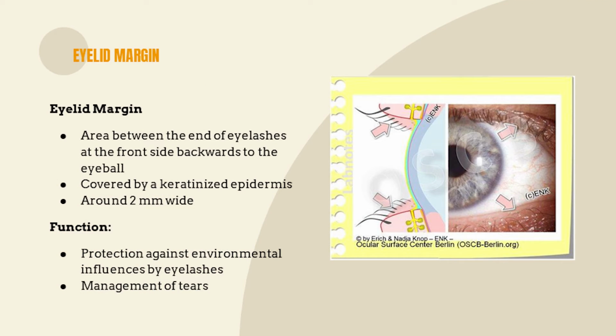The eyelid margin. So the eyelid margin is the area between the end of the eyelashes at the front side backwards to your eyeball, including the openings of the meibomian glands close to the eyeball. This is directed towards the palpebral fissure. So this entire free margin is covered by a keratinized epidermis, and this is around 2 millimeters wide. Its function is to protect the eyes against environmental influences and the management of your tears.